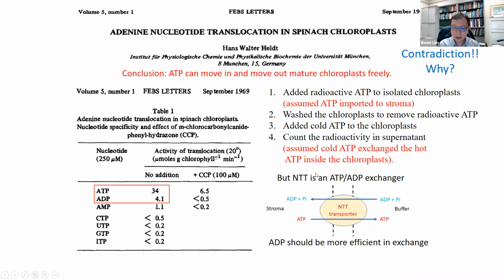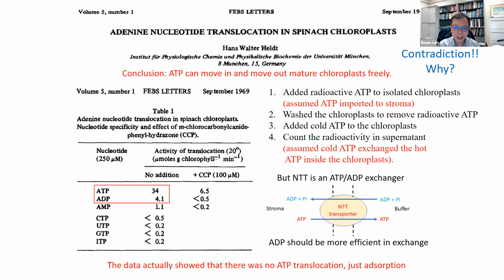However, because the NTT is an ATP-ADP antiporter, from his result, we can see that he did try ADP. If the radioactive ATP indeed was in the stroma, then the addition of ADP should be more efficient than addition of ATP for exchange. But this was not the case.